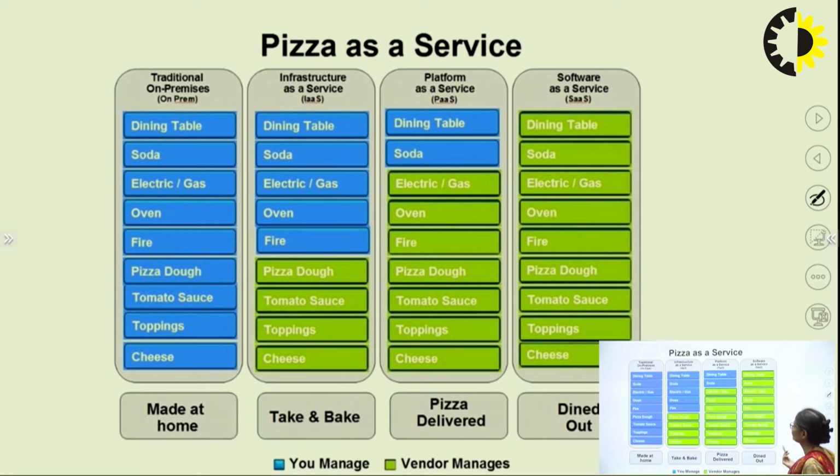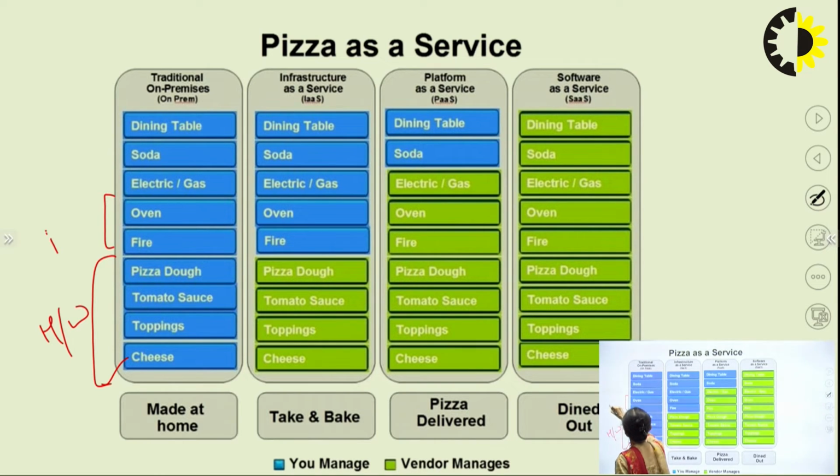We can compare these services with a pizza delivery service. This is made at home. That is, if you want to make a pizza at home, then what you need is cheese, toppings, tomato sauce, pizza dough. That is up to here. What we have is hardware. Then this is the platform which we require to make the things, and this is your service.